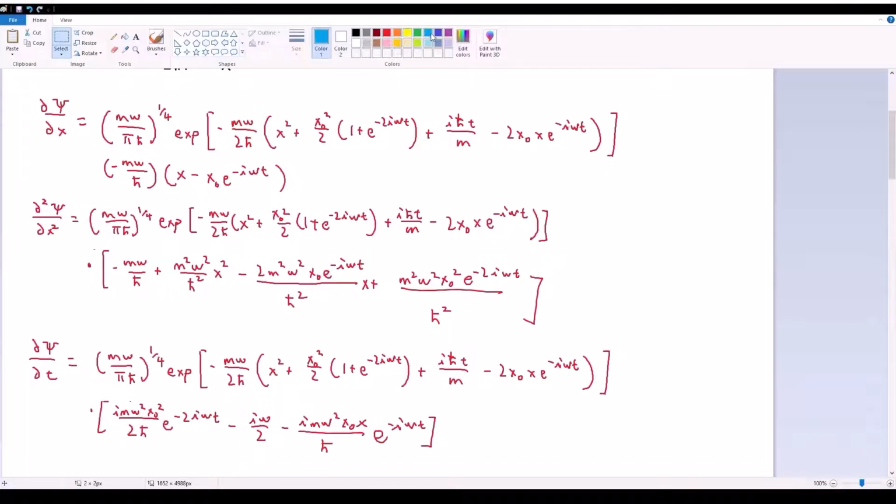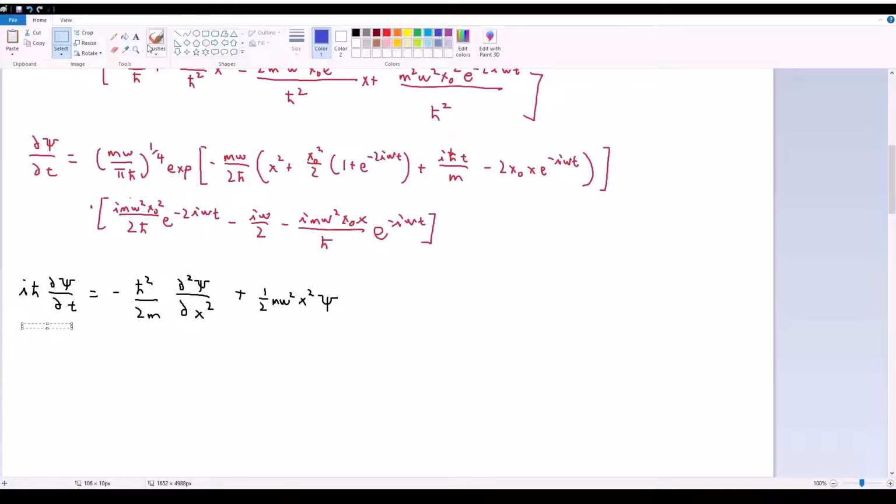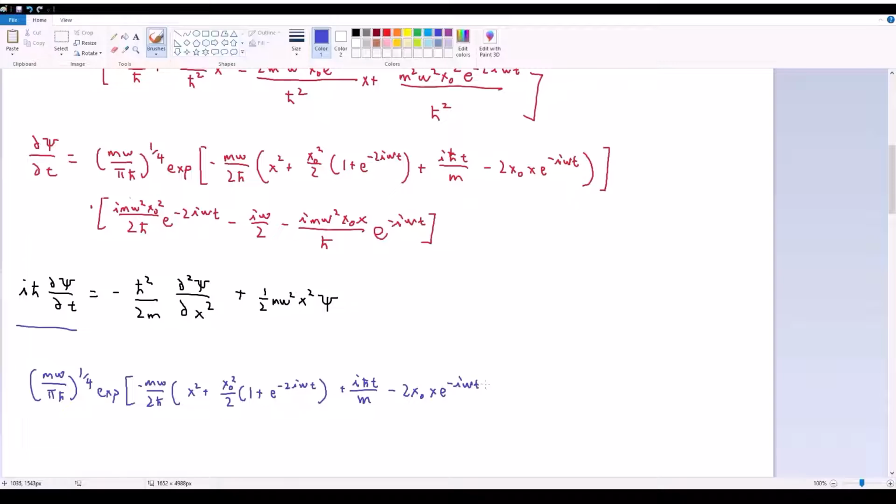So let's do the left side first, and we'll do this in blue. So i h bar multiplied by the partial of psi with respect to time. That's just taking this expression and multiplying by i h bar. So we get the same (m omega over pi h bar) to the power of 1/4 term at the front, our exponential, which doesn't change, negative m omega over 2h bar, (x squared plus x naught squared over 2 times 1 plus e to the negative 2i omega t, plus i h bar t over m, minus 2 x naught x e to the negative i omega t), close out the exponential, and we're multiplying by i h bar.